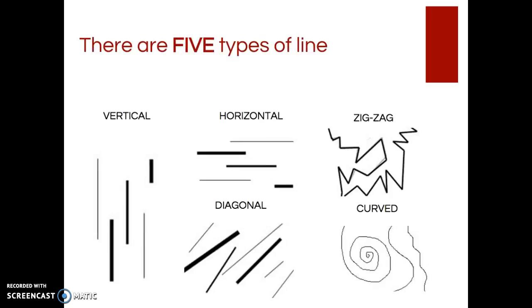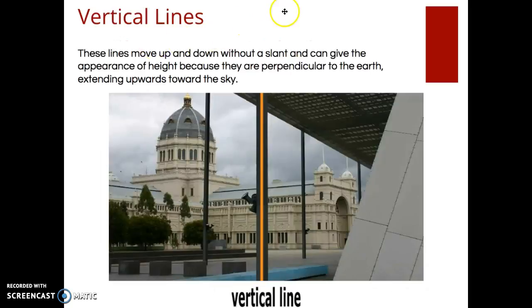There are 5 basic types of line. The first one is vertical, the second one is horizontal, the third one is zigzag, the fourth one is diagonal, and the fifth one is curved. Each line is used to represent or create some sort of feel to the picture.